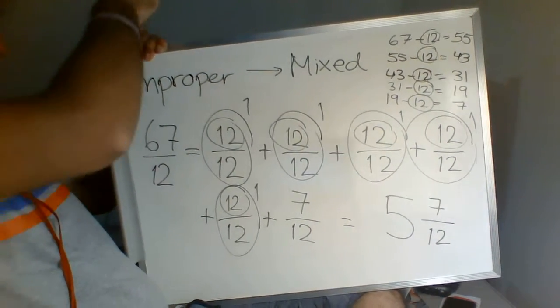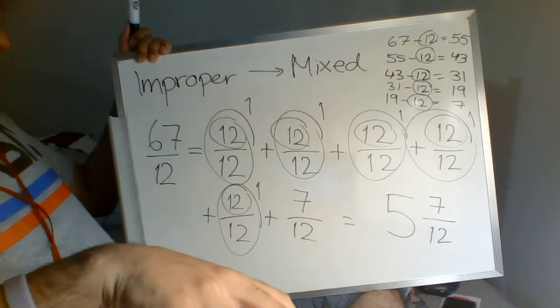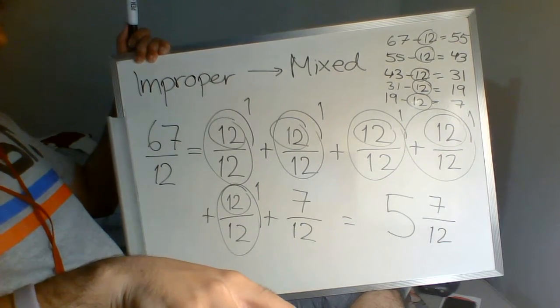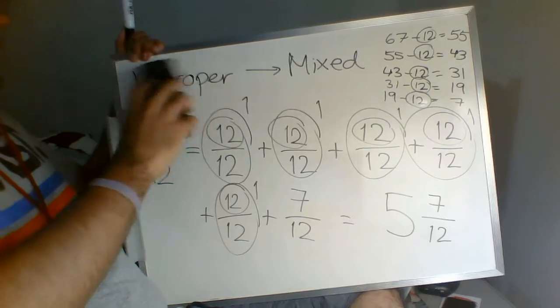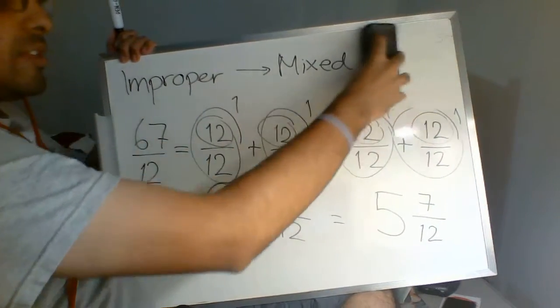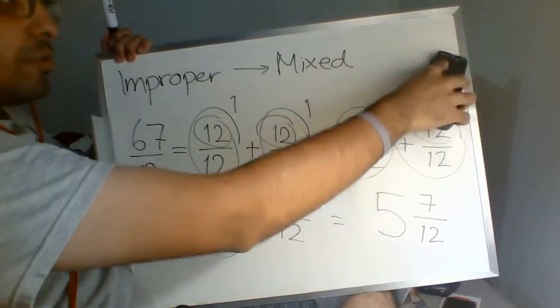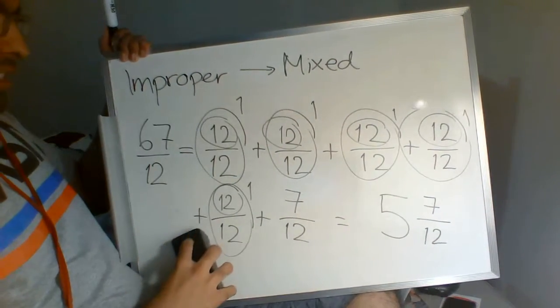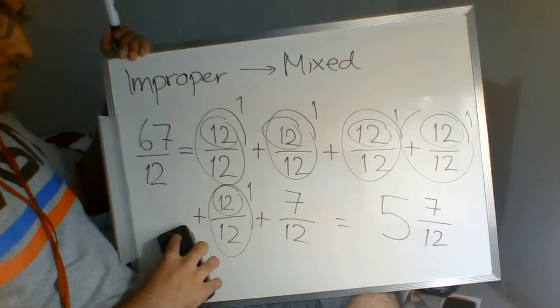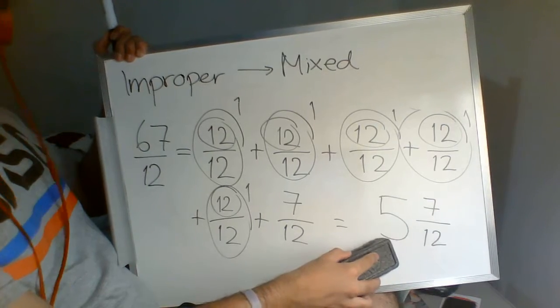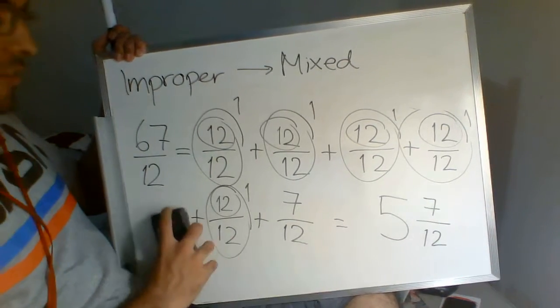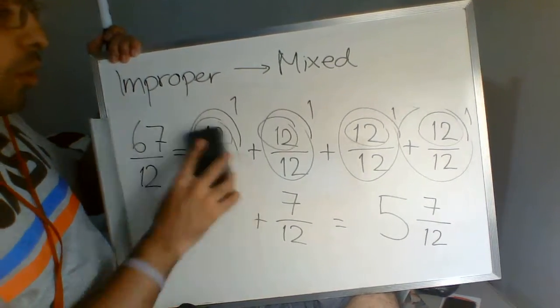The other way is you ask yourself, how many times does 12 go into 67? And here's the way that you can do that. I'm going to get rid of some of this up here. We're just going to go through it really quickly. This is kind of neat because you can get this entire mixed fraction by just doing long division. You can get the whole thing by doing long division.